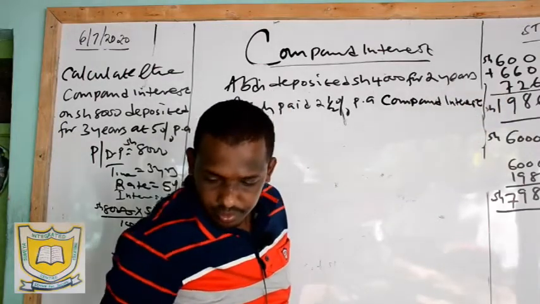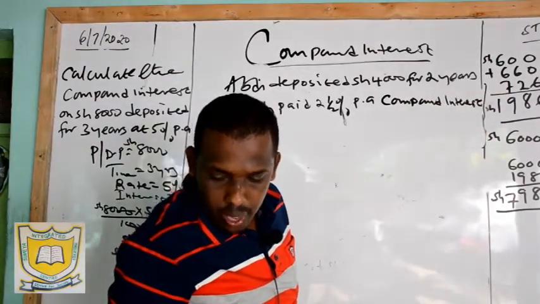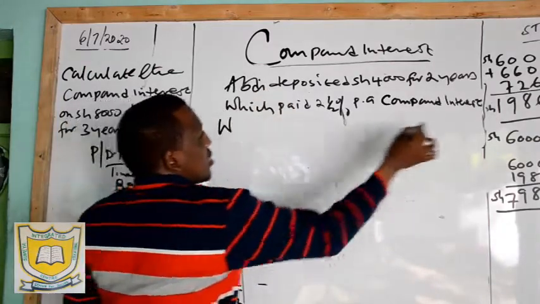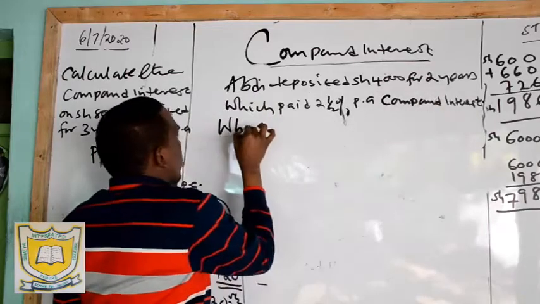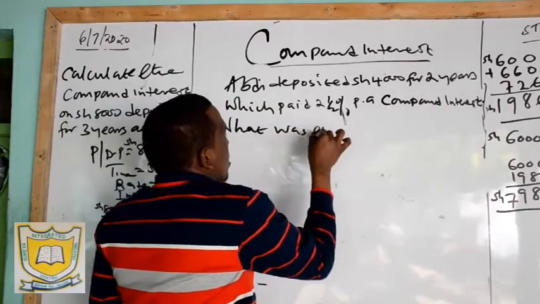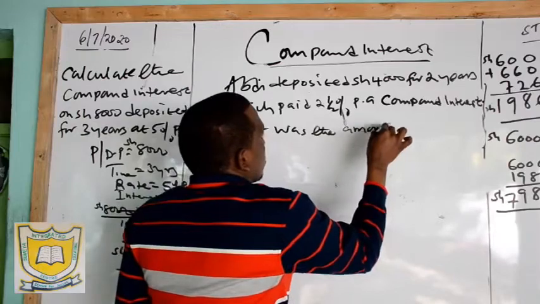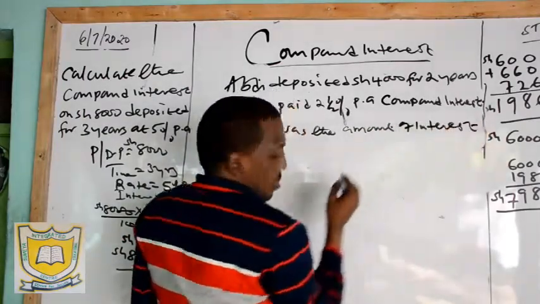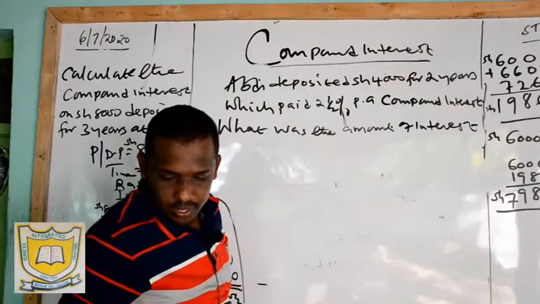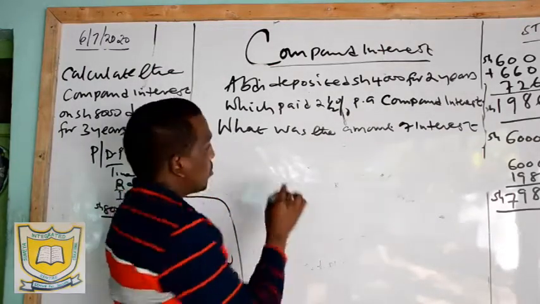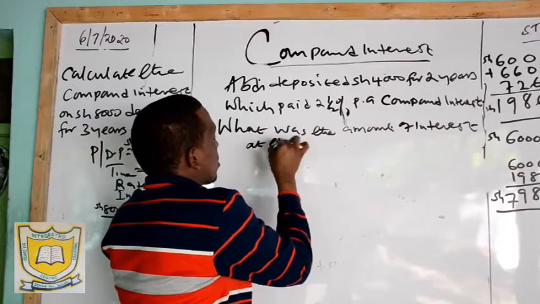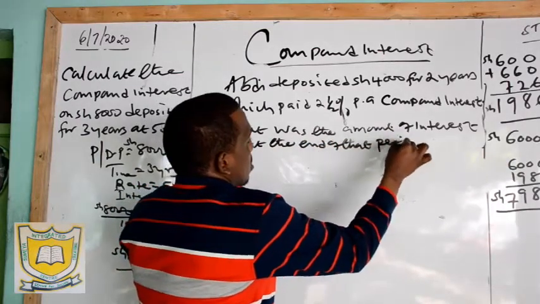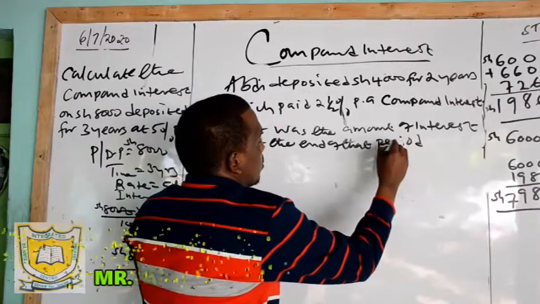Then they said, what was the amount of interest at the end of the period?